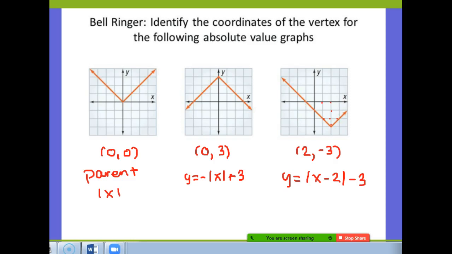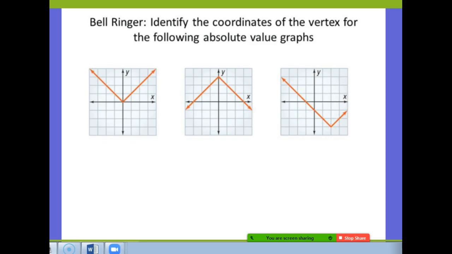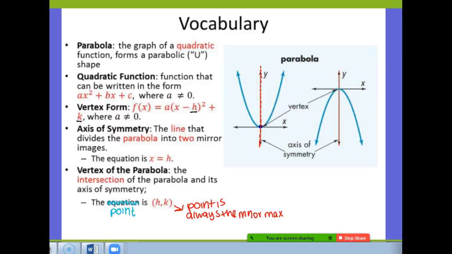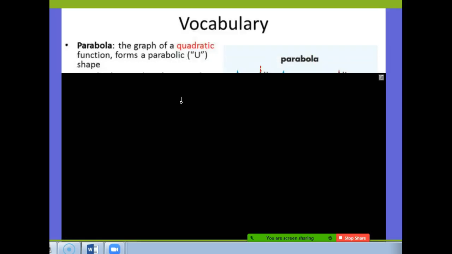So hopefully all of that comes back to you. You kind of remember doing something like this in chapter 2. I know it's been a while. We did it a little bit in chapter 3 with graphing and shading. So what we're going to do today is extend upon our knowledge about the vertex of an absolute value and use it to apply that same information to a quadratic.